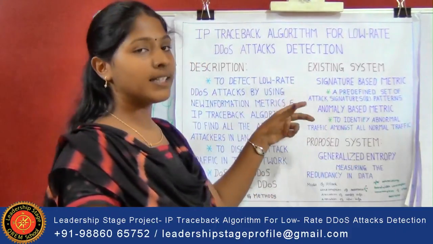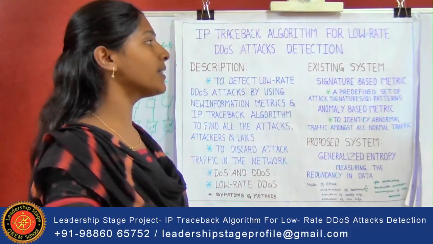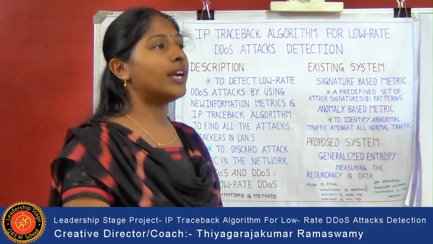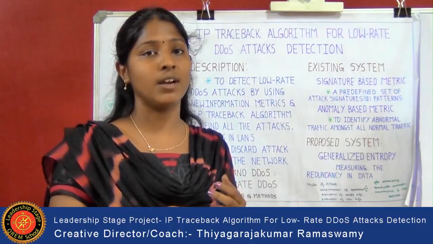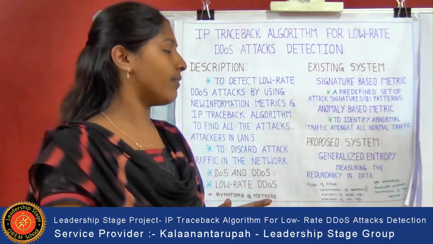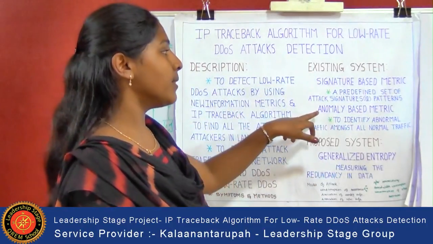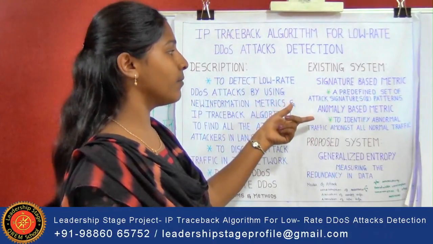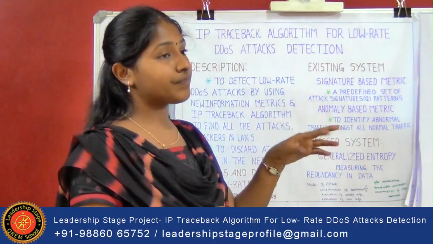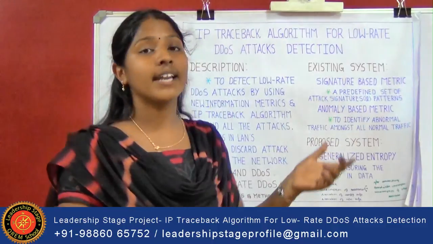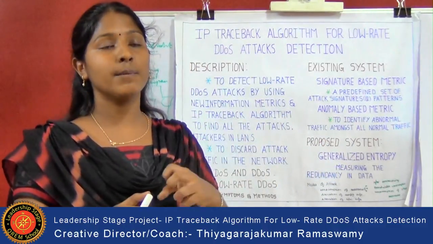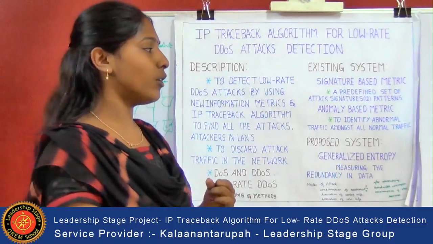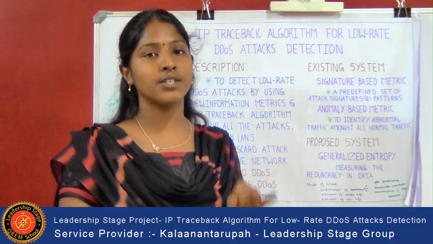There are some drawbacks in this existing system. First, the low rate DDoS attack is not easy to detect because it is very much like normal traffic. And the anomaly based metric has many drawbacks. First, the attacker can train the detection system to accept abnormal network behavior also as normal. That is one drawback. Another is the fast pass-through rate.